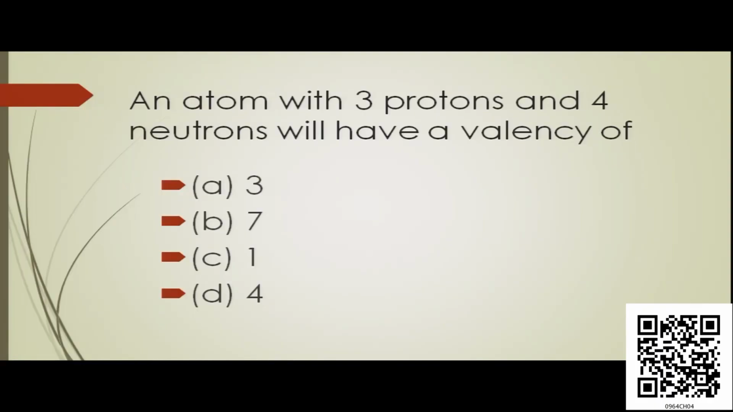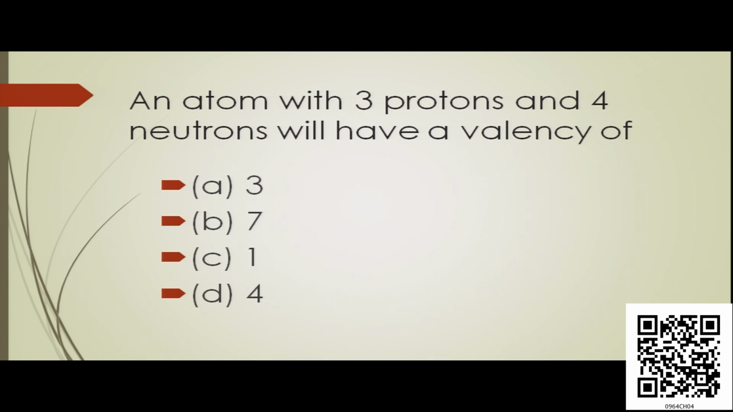So, here is one question for all of you. An atom with 3 protons and 4 neutrons will have a valency of dash. Options are 3, 7, 1, 4. So try to solve it. Apply the concept of atomic number.